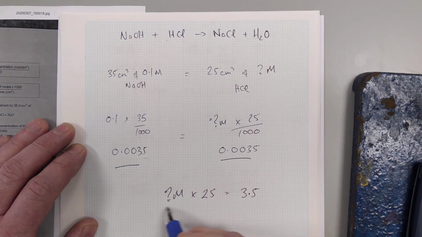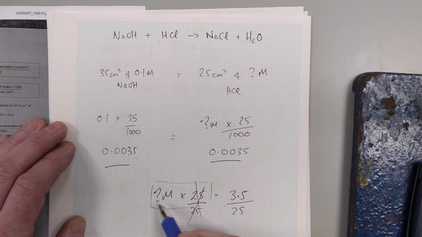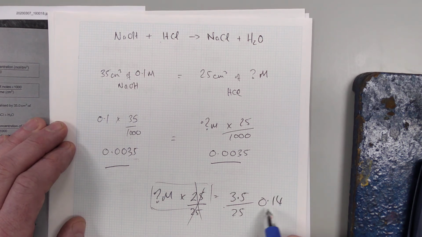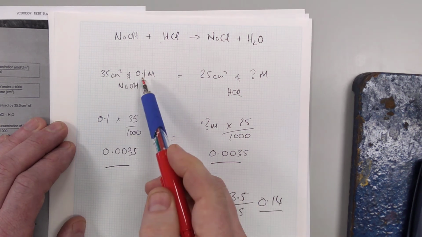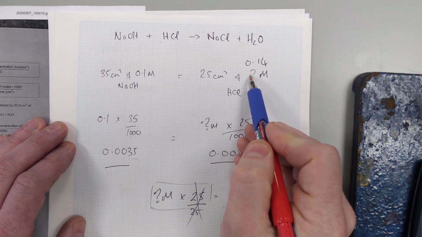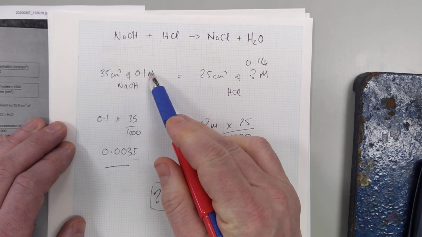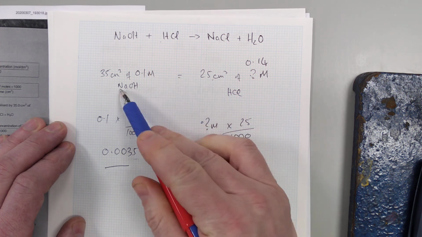So if we rearrange that, we want to get rid of the 25 to leave the unknown on its own. So we divide by 25, they'll cancel out, but we have to divide by 25 on that side. So our unknown is 3.5 divided by 25. So 3.5 divided by 25 should be 0.14, and that's the concentration of our HCl. And if we go back up here, 0.14, that looks about right because we've got a stronger concentration. 0.14 is stronger than 0.1, so therefore we use less of it, 25 instead of 35.